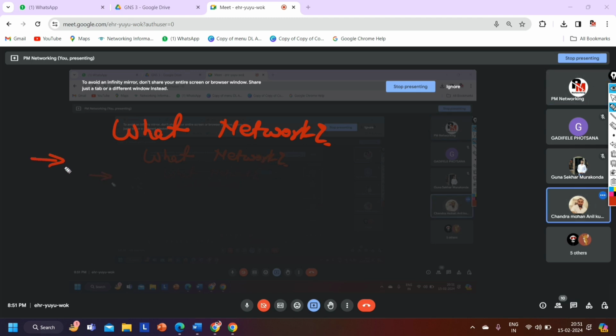To connect two devices. To connect two devices, that's it. Connect two devices and communicate.